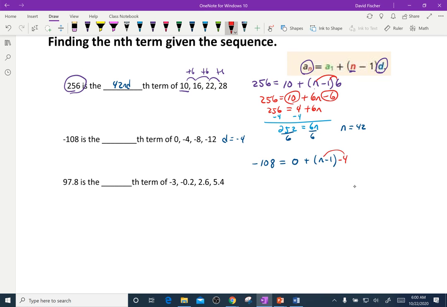And start solving it. That's going to be a minus 4 n's. That's going to be a plus 4. Equals negative 108 minus 4. That's going to be a negative 108 minus 4, which would be a negative 112. Last step, let's divide by a negative 4. I'm getting positive 28. So it's going to be the 28th term.